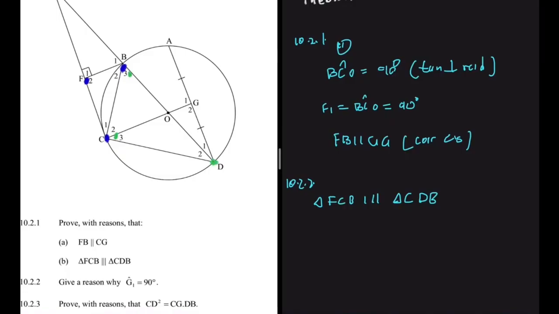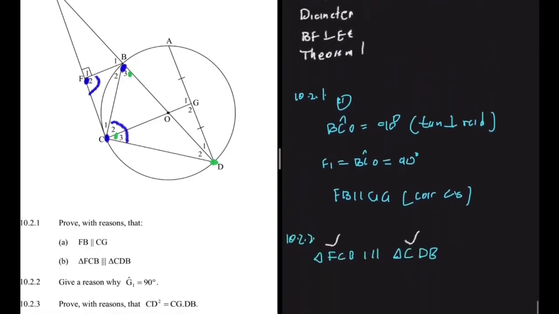We're going to prove that these triangles are similar using angles. Let me show you what I'm talking about. When they name their triangles in this question, they name them such that angle F in FCB should be equal to angle C in CDB. So we're saying that this angle right here, F, should be equal to this angle right here. Let's see how we can prove that.